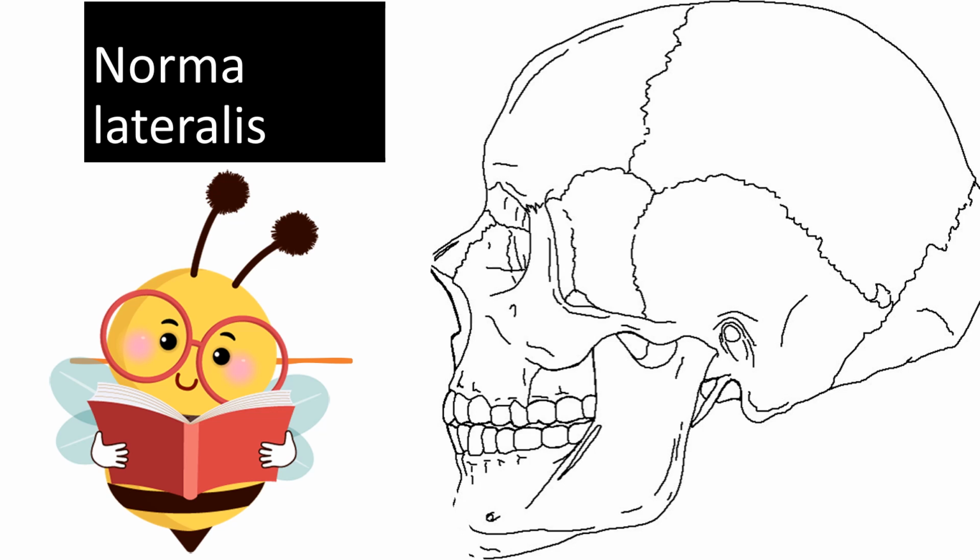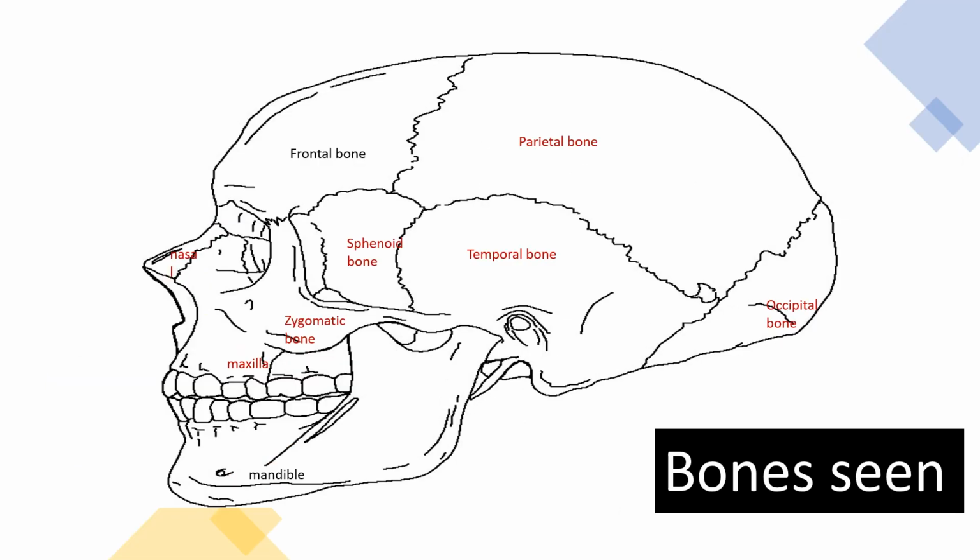Good morning, students. So today we will talk about Norma lateralis, whenever we see the skull from the lateral side. Which bones can be seen when we see the skull from the lateral side? First of all, we can see the frontal bone, second is the parietal bone, third is the occipital bone, fourth is the temporal bone, fifth is the sphenoid bone, sixth is the nasal bone, seventh is the zygomatic bone, eighth is the maxilla, and ninth is the mandible.